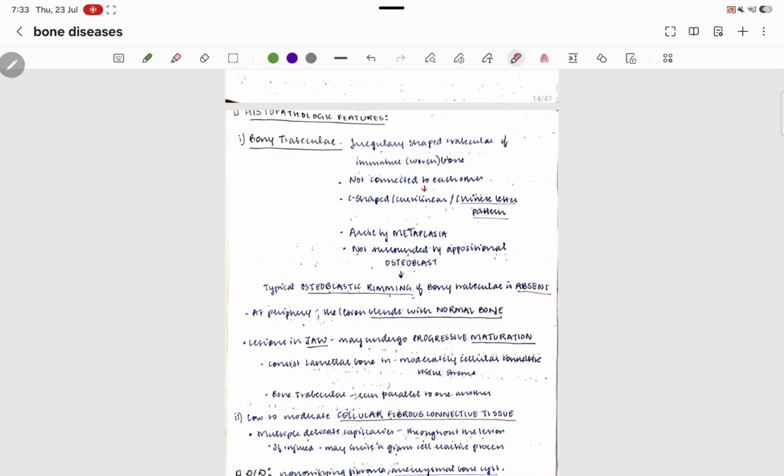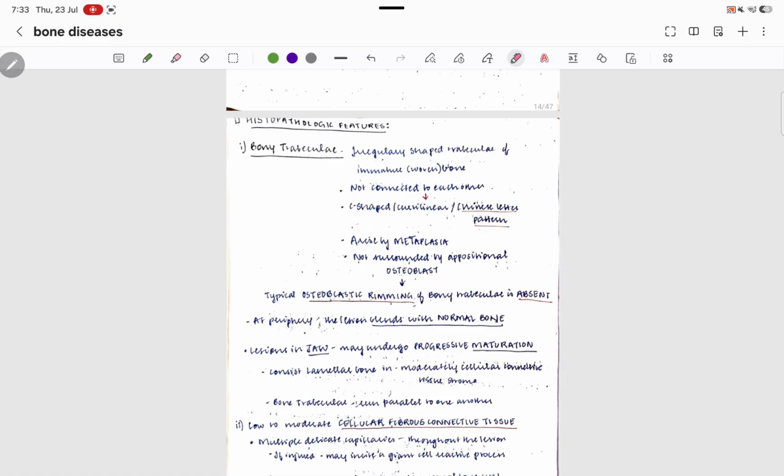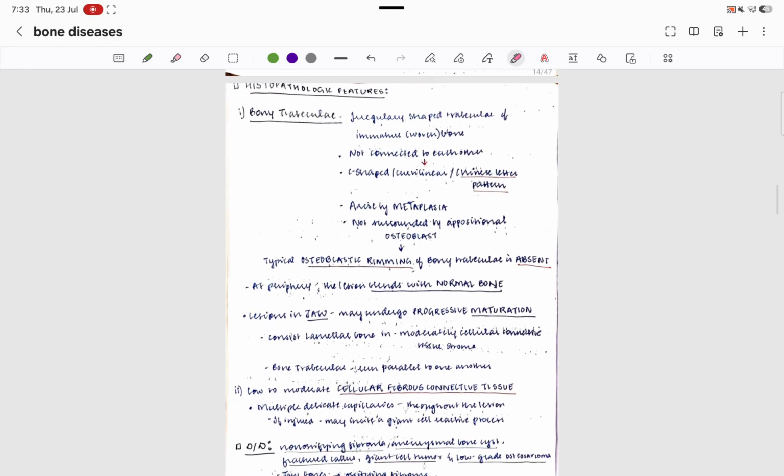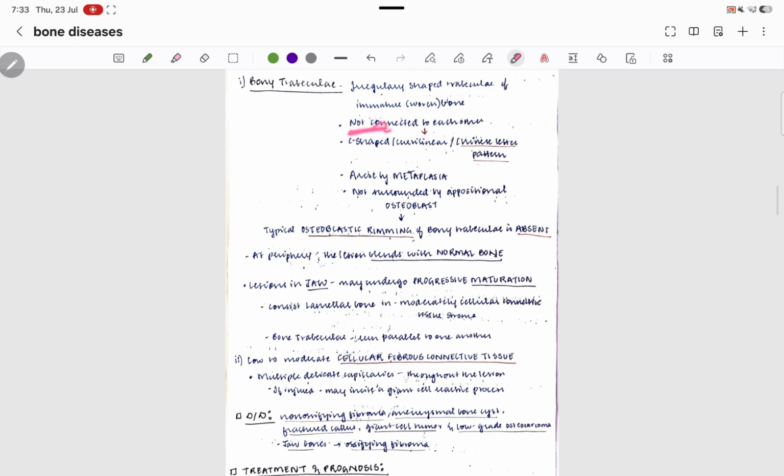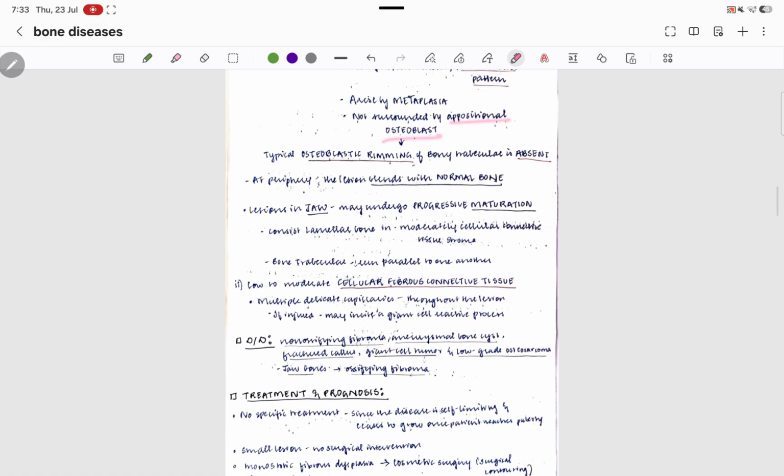So the histopathologic features of polyostotic and monostotic together are that they majorly have immature woven bone, and the woven bones are not connected to each other, and they have a Chinese letter pattern. They arise by metaplasia, not surrounded by appositional osteoblasts. Typically, osteoblast rimming is seen, but here it is absent. This is very important. At the periphery, the lesion blends with the normal bone.